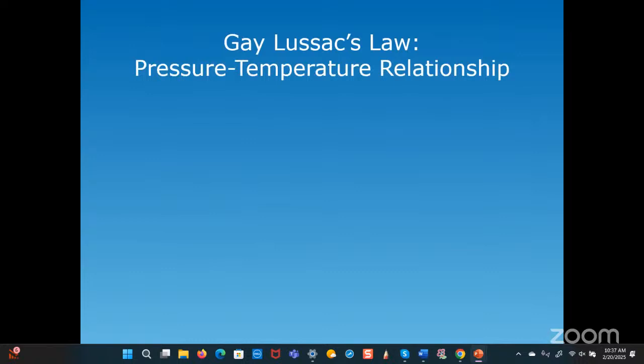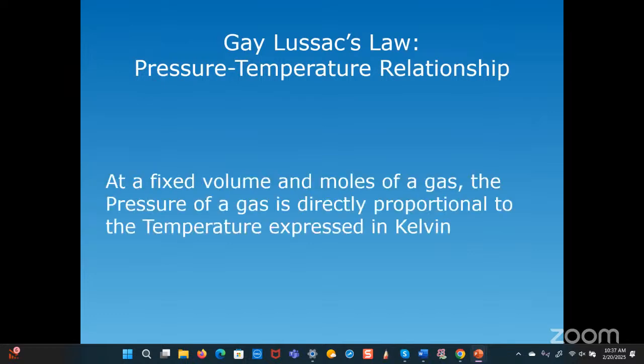Okay, one more law and then I'll call it a day. Gay-Lussac's law, which relates the pressure of a gas to its temperature. And again, you can express it in words. At a fixed volume and moles of a gas, the pressure of a gas is directly proportional to the temperature. Again, very important, expressed in Kelvin.